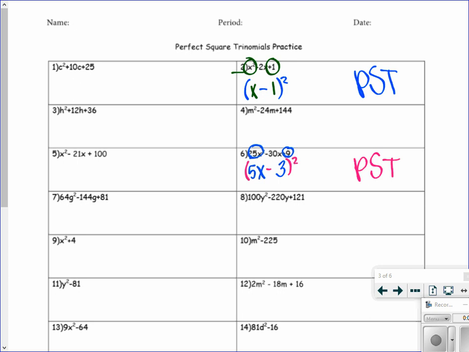Okay, let's take a look at number 5. Problem number 5. First term, is that a perfect square? Square root is x. Last term, is that a perfect square? What's the square root of it? Multiply those together and then double it. It doesn't match, so it's not a perfect square trinomial, which means you could still potentially factor it, right? This is just a shortcut for factoring. Sometimes you still have to go through and factor it.